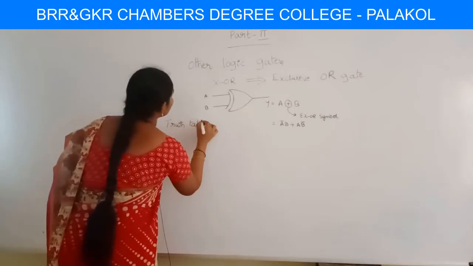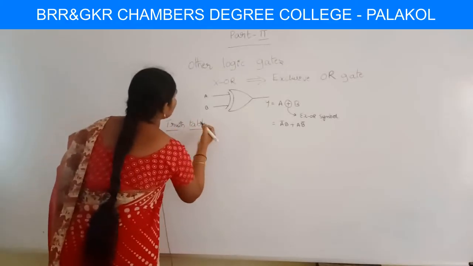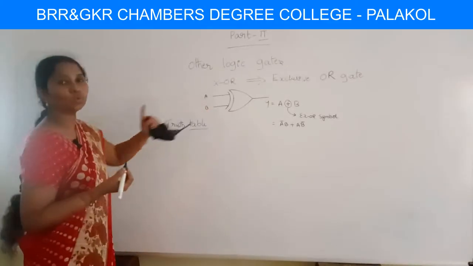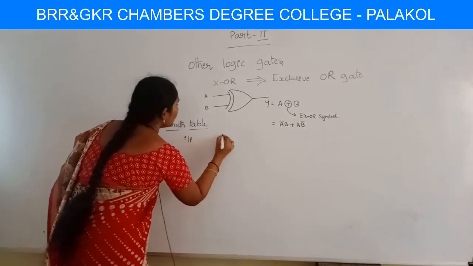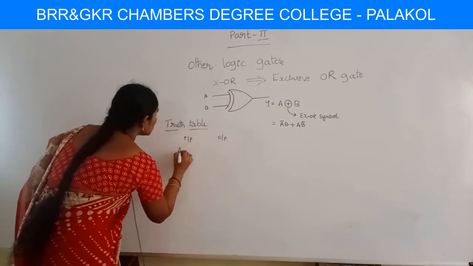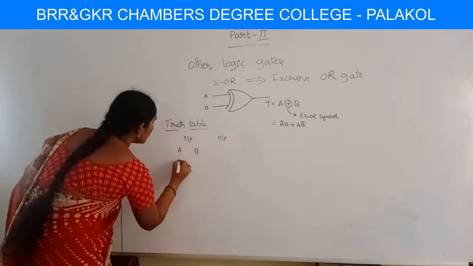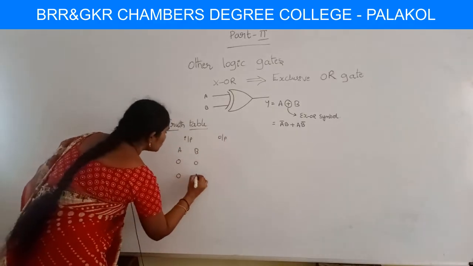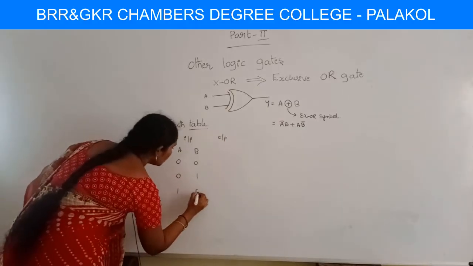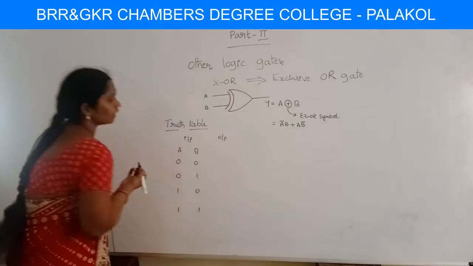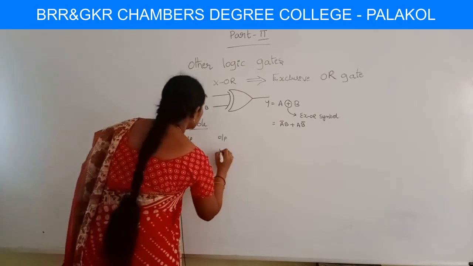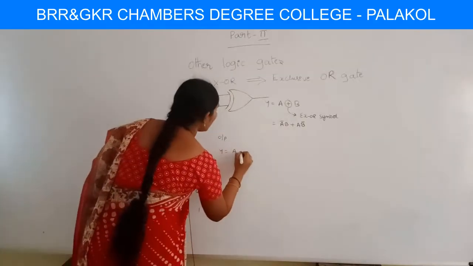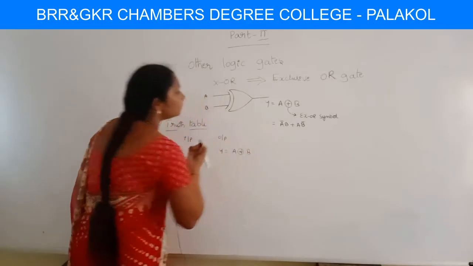Truth table. Okay, so I consider the two inputs, A and B, and the output. Therefore the combinations are 0 0, 0 1, 1 0 and 1 1. Here the output is y equals A XOR B.